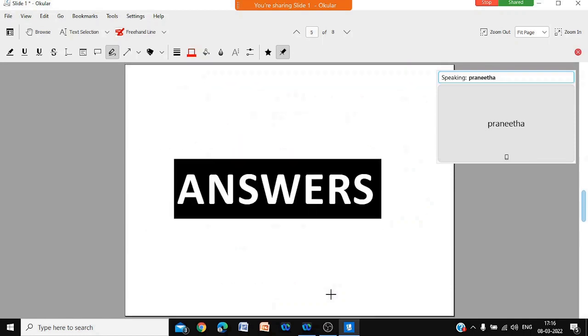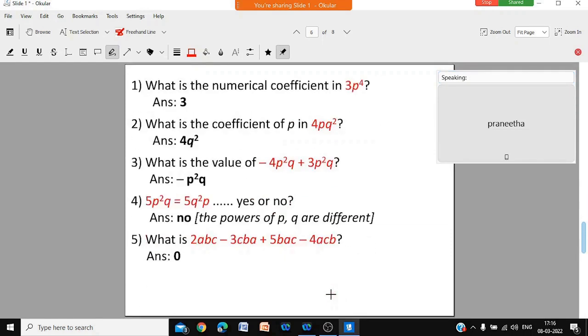Now, we are coming to the answers. Keep your answers ready. Now, question number 1. The numerical coefficient in the first one is 3. 3 is the numerical coefficient in 3p power 4. Right?